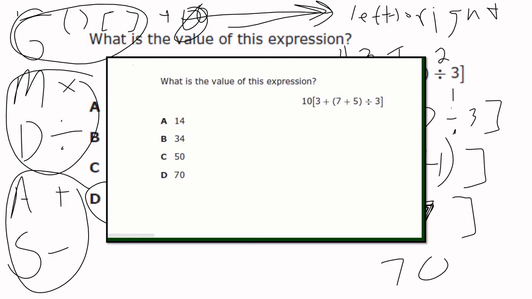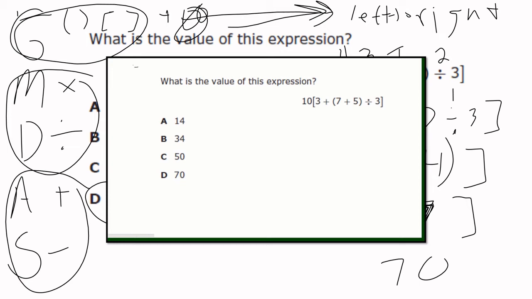All right, now guys, we have an expression here that we're going to solve. So we have 10 open bracket 3 plus open parentheses plus 5 close parentheses divided by 3 close brackets, right? So before we get started, let's go ahead and write out our mnemonic device, the one that we came up with. Remember, we don't use PEMDAS in elementary. We don't use exponents, so we came up with our own.